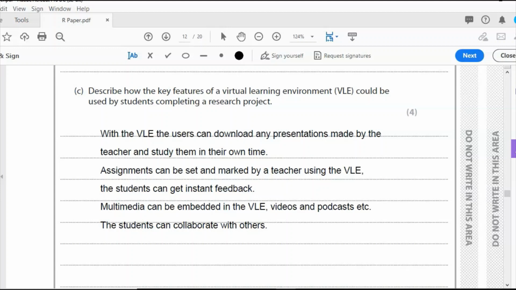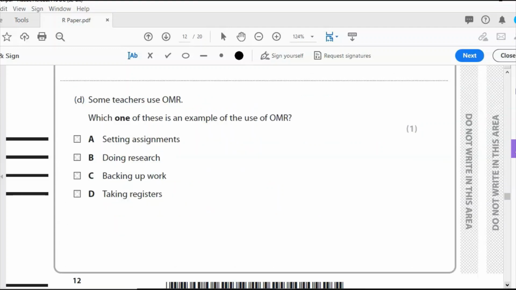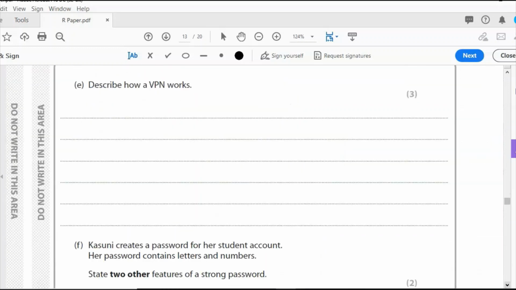So there's plenty enough there to gain you at least 4 marks. There's probably too much there, but you just pick 2 of those points there as long as you explain it, then you're going to get 4 marks for that question. D. Some teachers use OMR. Which of these is an example of using the OMR? Is it setting assignments, doing research, backing up work, or taking registers? The answer is D. Taking registers. OMR stands for optical mark recognition, and register is taking marks, marking the students in, so the answer is D, taking registers. E. Describe how a VPN works.